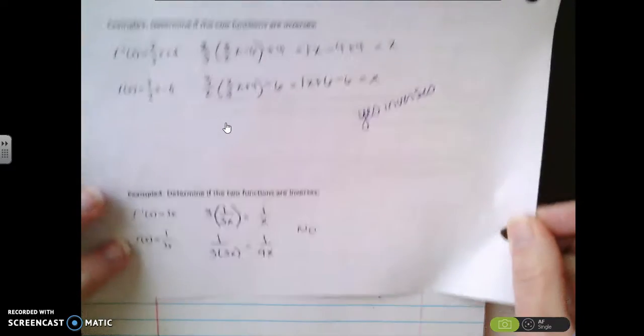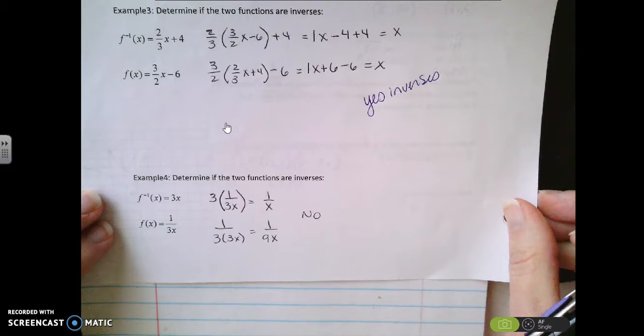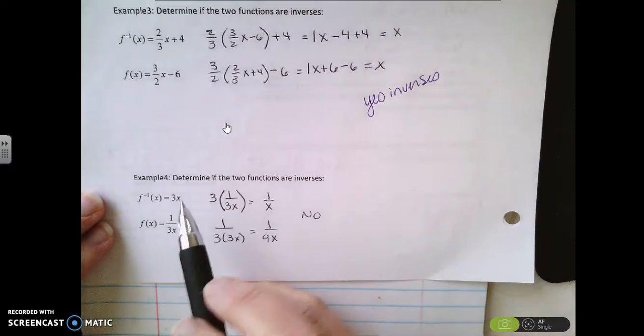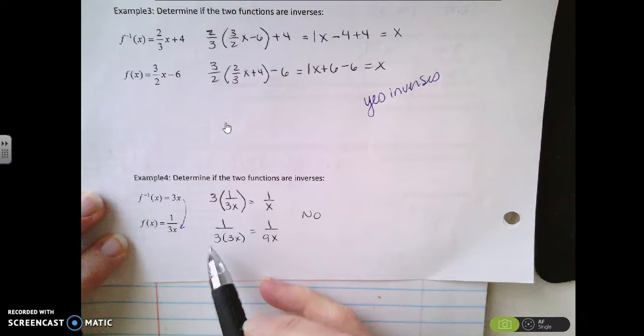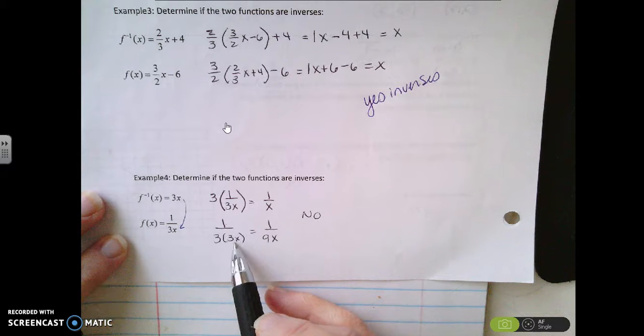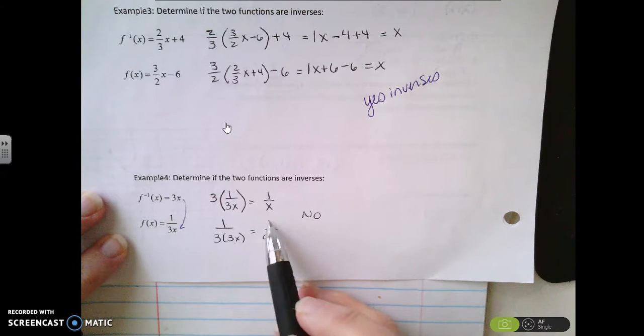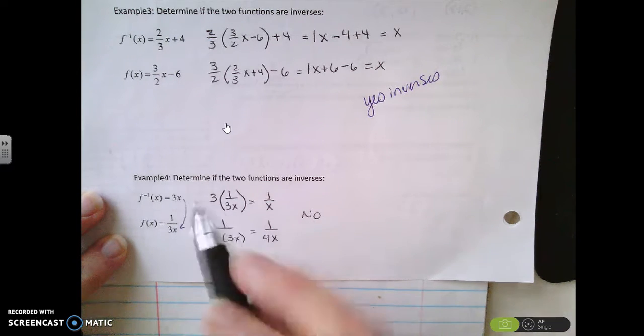So now here's an example that, depending on how you substitute it, you can make mistakes. It's almost easier in this case to substitute the first one into the second one. So when we do that, we end up with 1 over 3 and 3x, and that equals 1 over 9x. That's not x, so they're not inverses. Sometimes when we do it the other way, people mess up.